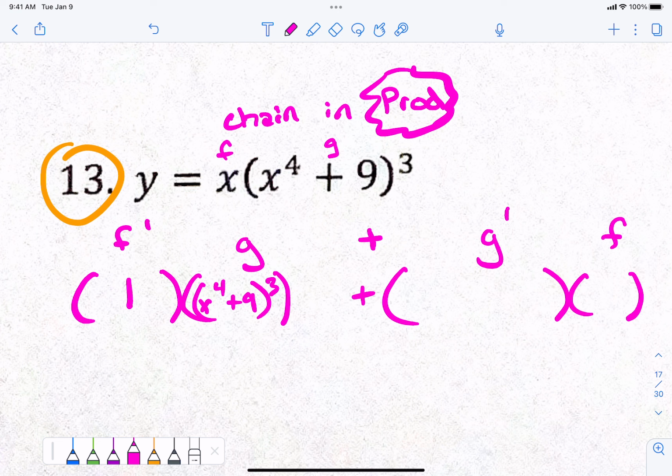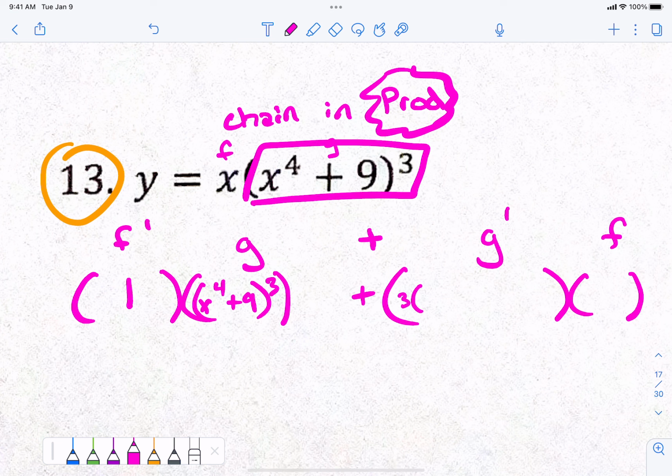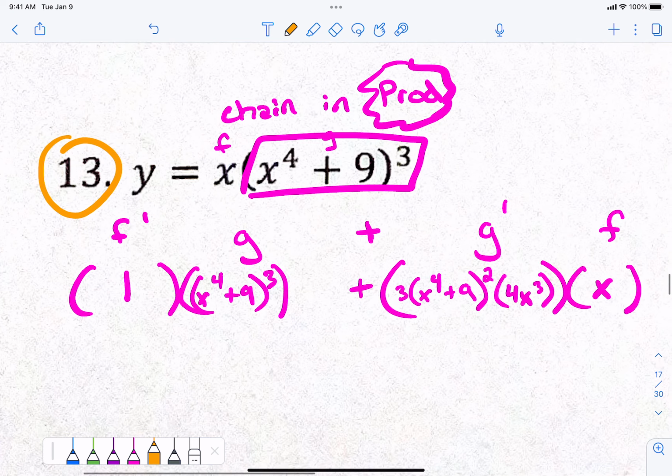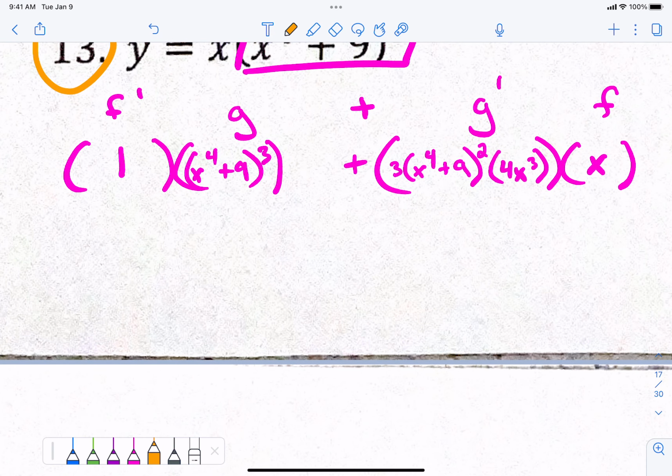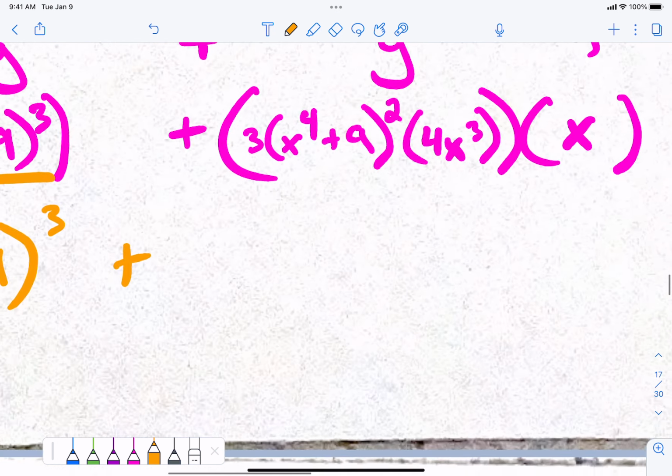Now G prime, this is where we get stuck. This is where we have to do the chain rule for this thing. 3 comes down in front, x to the 4th plus 9 stays, now to the 2nd power. And then what's the derivative of the inside? 4x to the 3rd, times F, which is just the normal F. I'm going to consolidate a little bit. Here, I'm just going to leave that as x to the 4th plus 9 cubed because the 1 does nothing.